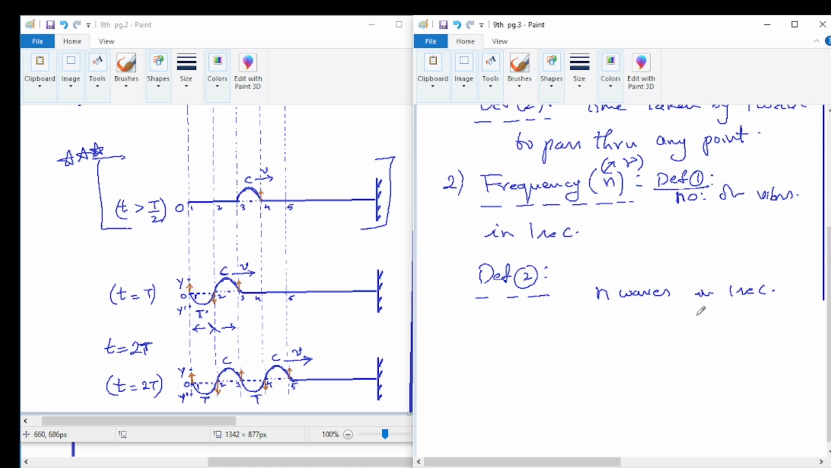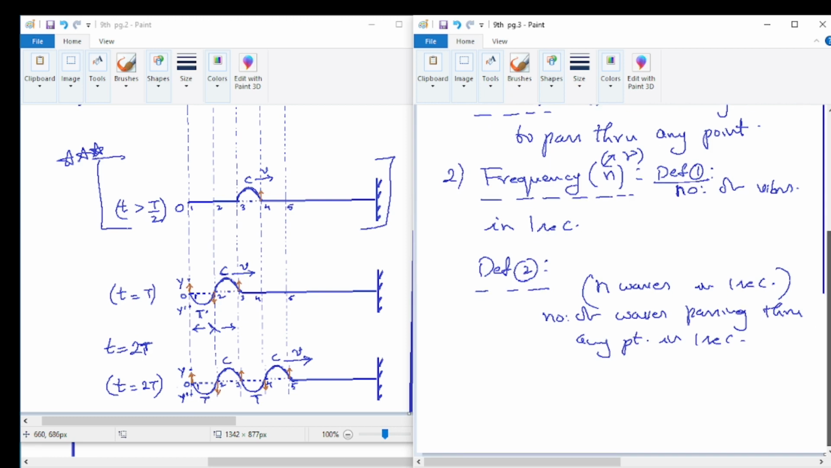So I have written everything in short. You see, what is the definition of frequency in terms of waves? Number of waves passing through any point in 1 second. N waves in 1 second. If n is frequency, exactly the same number of waves will be passing in 1 second. So what will be the final definition? Number of vibrations in 1 second, or number of waves passing through any point in 1 second. So this is the definition of frequency.